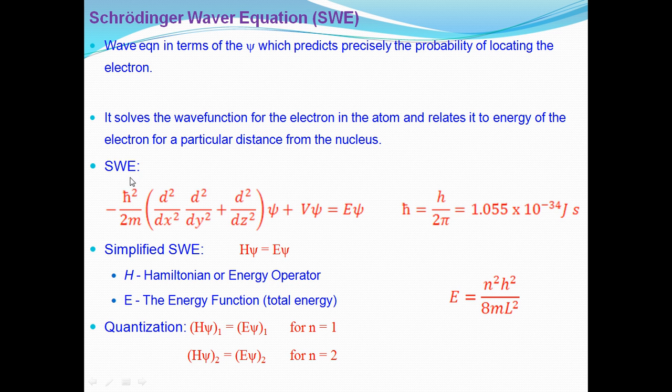And the Schrodinger wave equation is shown here, where it incorporates the kinetic energy with respect to the wave function, and the potential energy with respect to the wave function, to give you the total energy of the electron and the wave function, essentially.